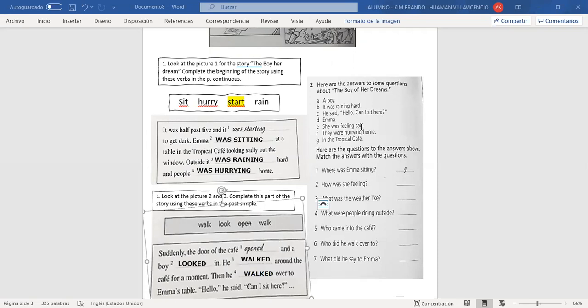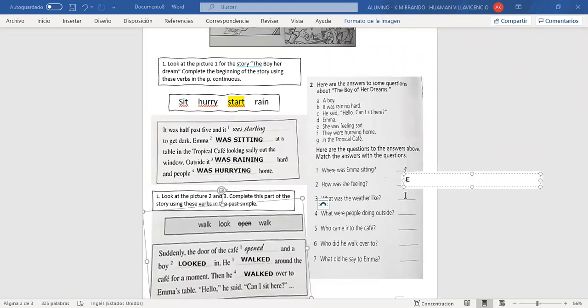Yes? Okay, number two. Here are the answers to some questions about the boy in her dream. Yes, a boy. It was raining hard. He said hello and can I sit down. Emma, he was feeling sad. They were hurrying home in the Tropical Café. Okay, number one. Where was Emma sitting? Letter G, in the Tropical Café. How was she feeling? Yes, very good. It's letter E.